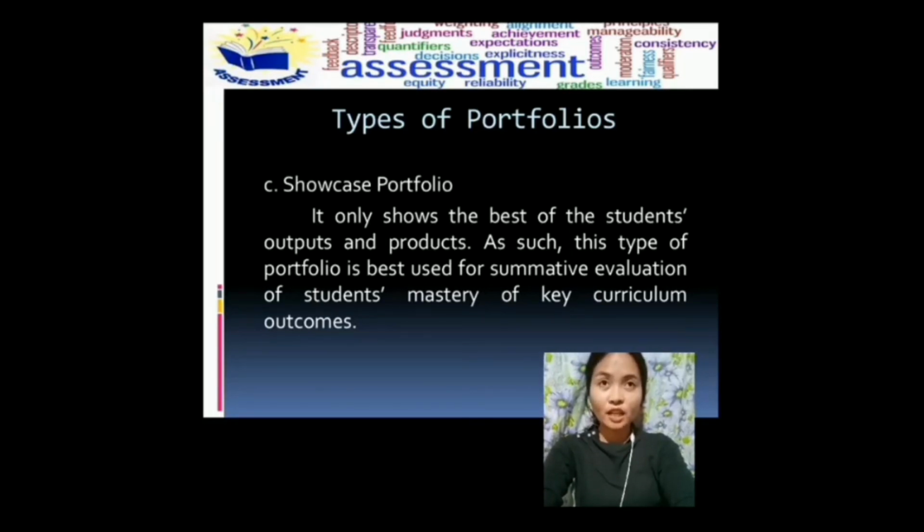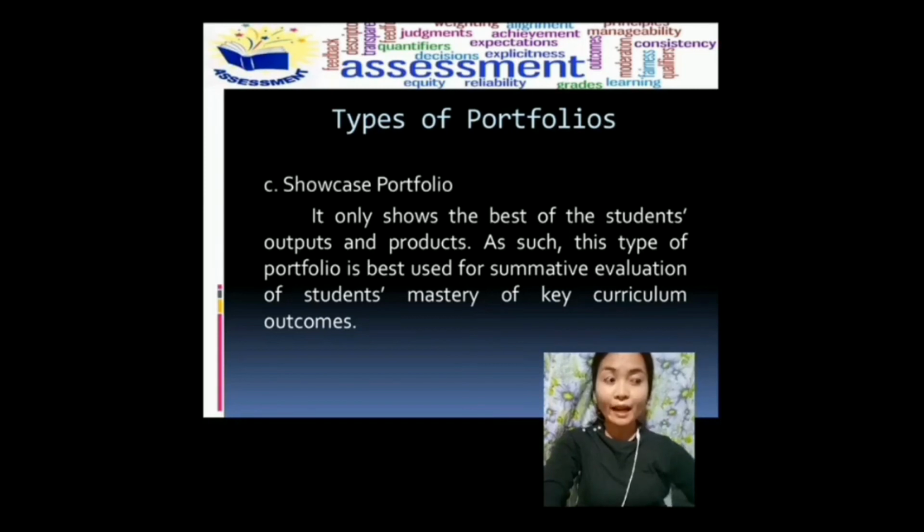Unlike the documentation portfolio, where we see the growth of the students from the beginning, and also the process portfolio, which is more on the steps in doing something, in the showcase portfolio there is no need to put the beginning or the growth or the process of learning. What we put here is the sum up of what the students really learned about the lesson. So that is the showcase portfolio, or the summary of the students' outcome.